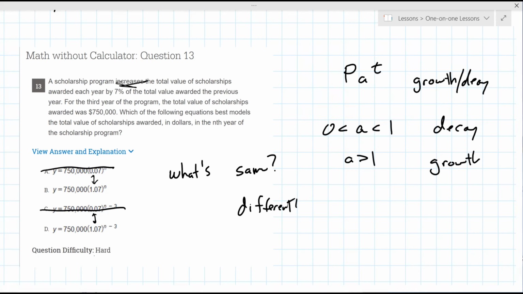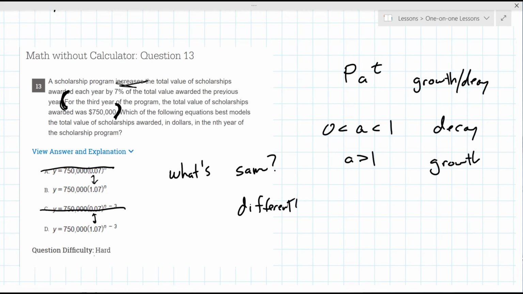So now we'll do that. A scholarship program increases the total value of scholarships each year by 7% of the total value awarded in the previous year. For the third year of the program, the total value of scholarships awarded was 750,000. So you have to be clear on what that means, in terms of this equation.